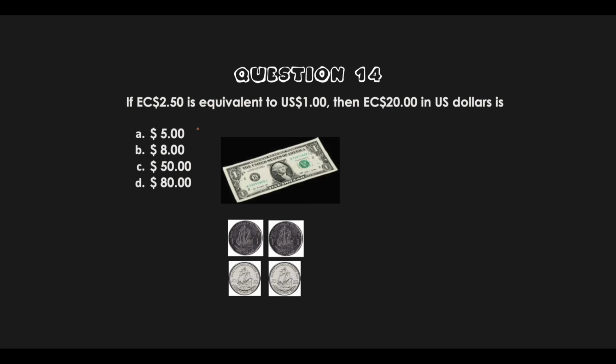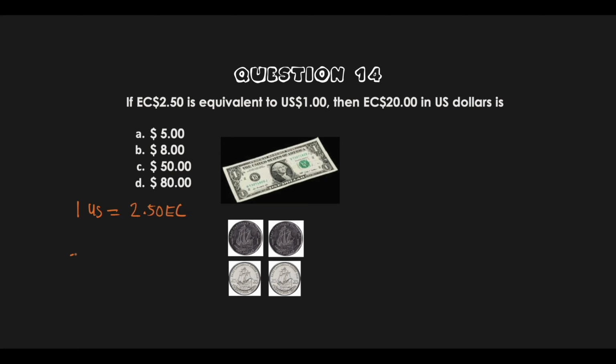Alright, so this says EC250 is equivalent to $1. So I have $1 here and 250. This here is $2.50. If you know EC money, this is what the coins look like for 250. Now we need to figure out how much 20 EC would be in US. So let's do a mathematical approach first. So we're saying that $1 is equal to 250 EC.